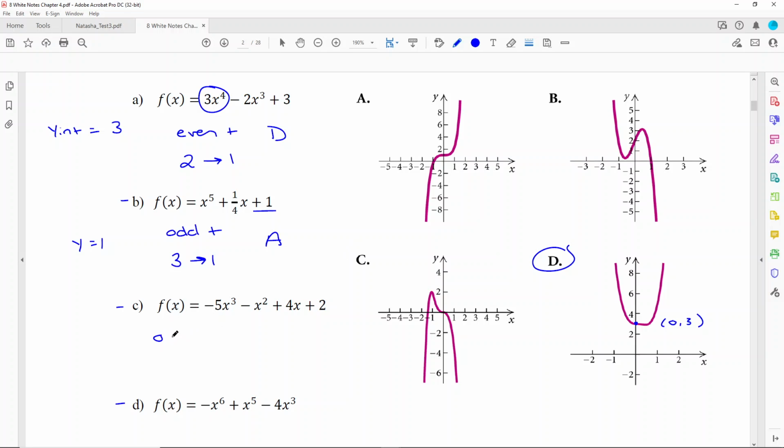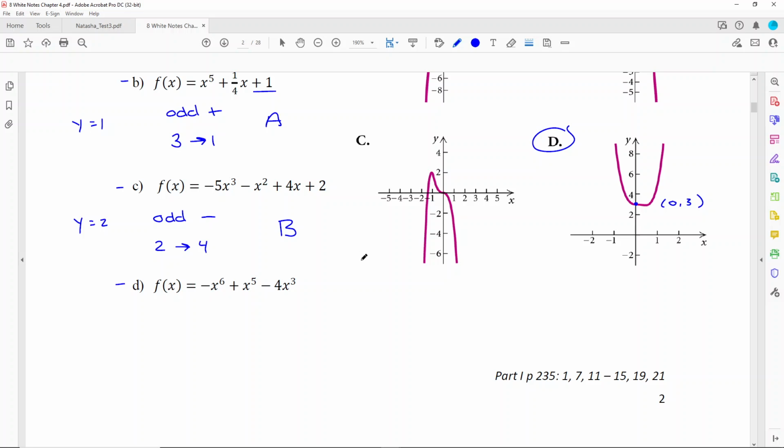This one, it's an odd degree with a negative leading coefficient. So this one should start in quadrant 2 and end in quadrant 4, and the only graph that does that is B. Maybe you went further to find the y-intercept, and if I let x equal 0, those terms are gone, I'm left with y equals 2, and so I can check. There it is, (0, 2). I should do that with the 1 here. (0, 1). It's just a nice point to check.